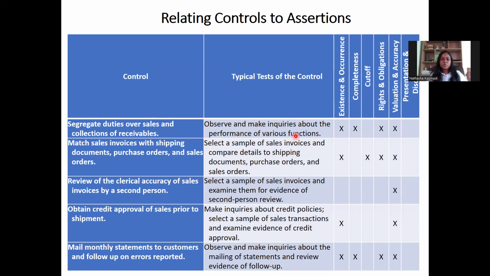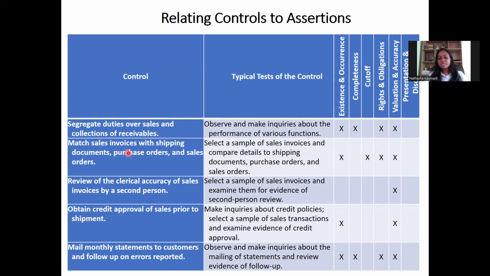What are the assertions you're going to cover? Existence and occurrence both, because receivables and revenue are both involved here. And you can cover completeness, rights and obligations, valuation and accuracy. Maybe you can cover all these things, but you can't rely on just this one. You have to do more, but you can cover these assertions. Look at the second control.